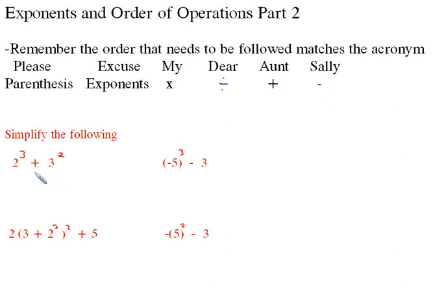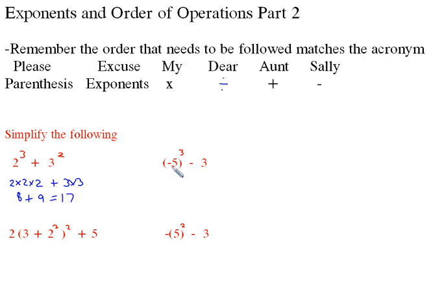And just as examples, here's one to start with. This would be 2 to the third power plus 3 to the second power. Remember, please write these out: 2 times 2 times 2 plus 3 times 3. So that's going to be 8 plus 9. So that answer is going to be 17.